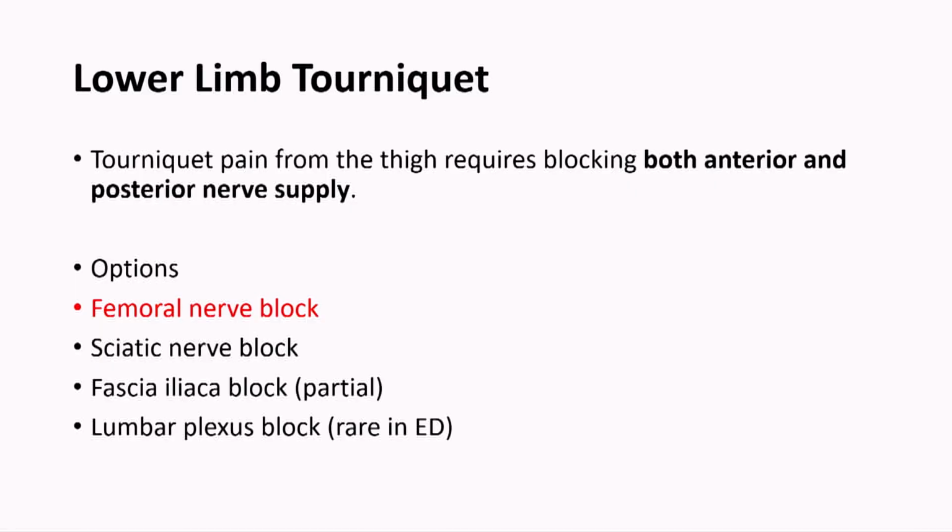For lower limbs, what is the best nerve block we can use for a lower limb tourniquet? There is no single nerve block that can be used for a lower limb because you need to block the anterior as well as the posterior aspect. So for anterior, we can use a femoral nerve block, and for posterior, we have to go for the sciatic nerve block. Okay.